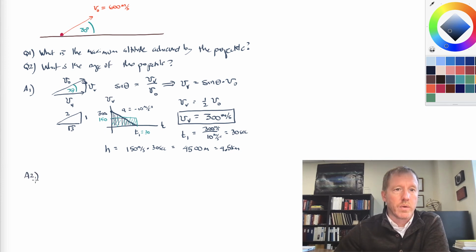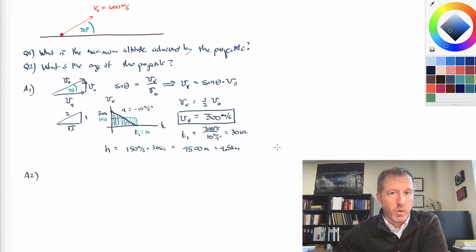Okay, now what about answering the second question? Answer 2, what is the range of the projectile? Here we have to use once again the fact that the vertical motion in no way affects the horizontal motion. The horizontal motion is just a uniform motion. It's not accelerating in the horizontal direction. So whatever speed it had originally in the horizontal direction, it maintains the same speed.